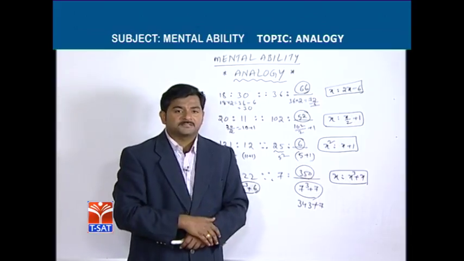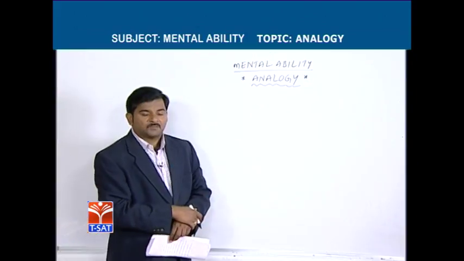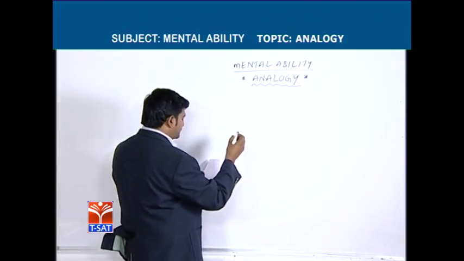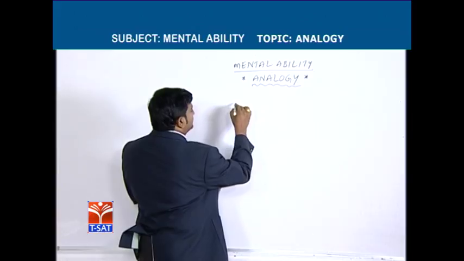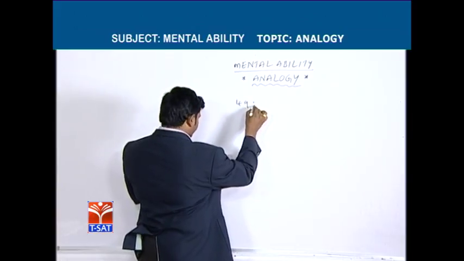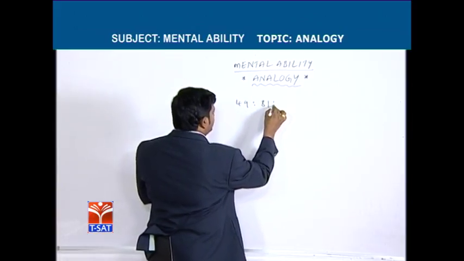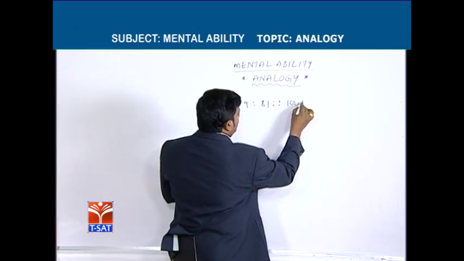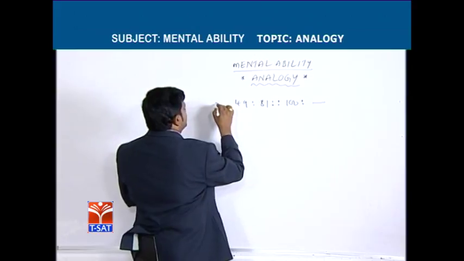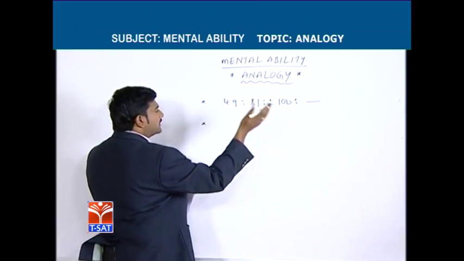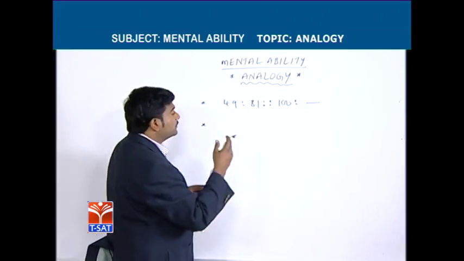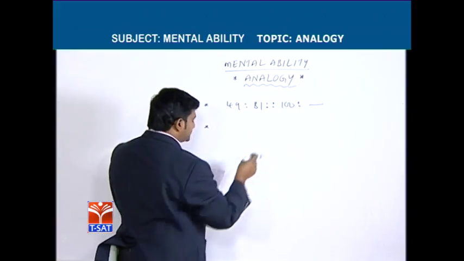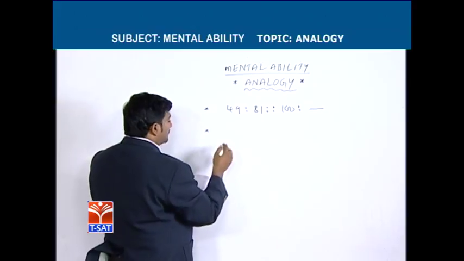Still we will discuss some other models. Now some other models in the number analogy part. Let us start by taking some examples. So let's say here he has given like this: 49 is to 81 as 100 is to dash. Okay, this is one example. I hope you already got the answer. 49 is to 81 as 100 is to dash. So now one more example.